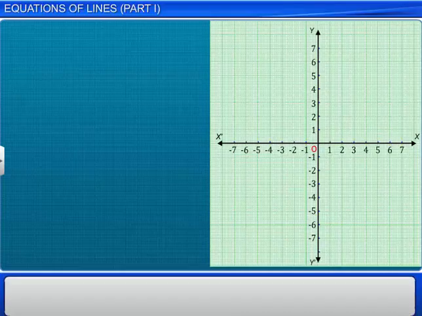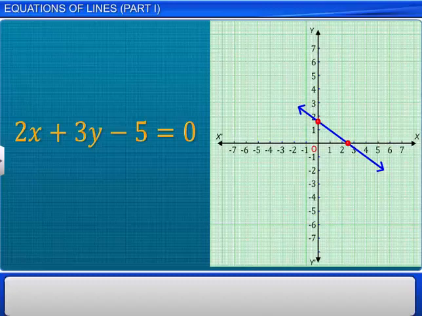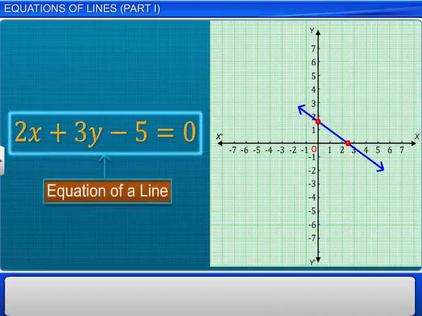We know that the graphical representation of a linear equation in two variables is a straight line. In the coordinate system, such linear equations are called equations of lines. Equations of lines have different forms such as point-slope form and two-point form.